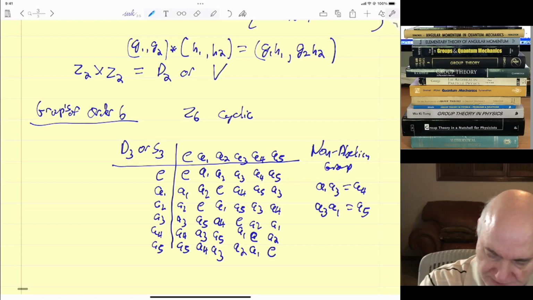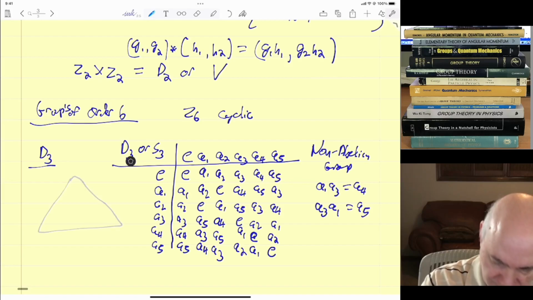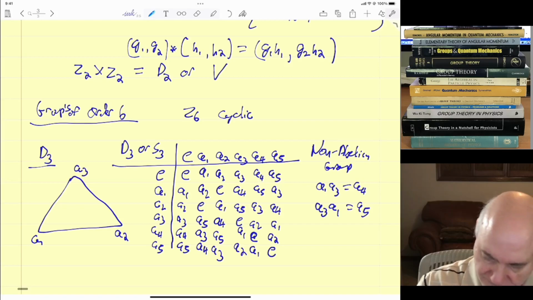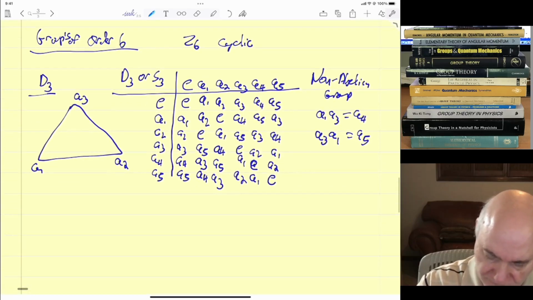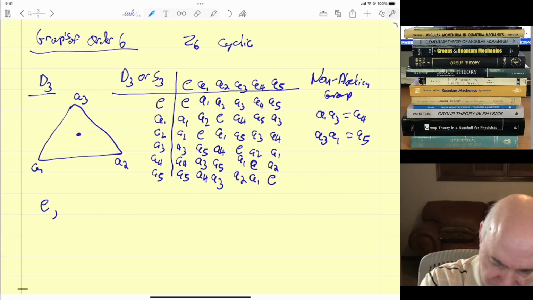Now, I want to explain the names, the dihedral group. The easiest way to see this is to think of the symmetries of an equilateral triangle. So imagine here's A1, here's A2, and here's A3. There are altogether 6 symmetries. The first one, we can do nothing. I'll call that E. The next one, we can rotate. This is the center of the equilateral triangle. We can rotate the triangle counterclockwise by 120 degrees.